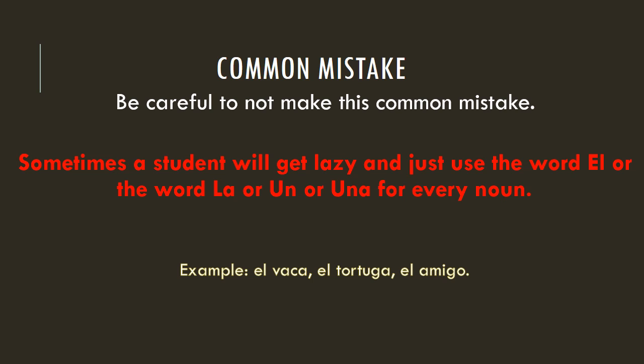And "el amigo," that is correct. But as you can see, if you just use the same word, "el" or "la," every time, then you're only right maybe half of the time. In this case, one third of the time. Here's an example of the word "un." Instead of using "un" or "una," they're just using "un," and they say "un vaca," which should be "una vaca." "Un tortuga," which should be "una tortuga." And "un amigo," which is correct that way.